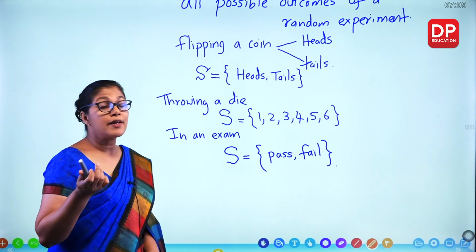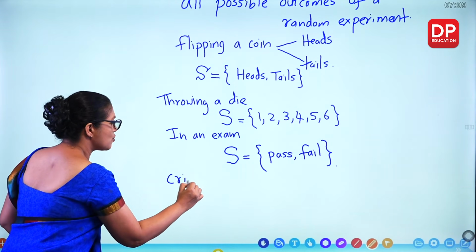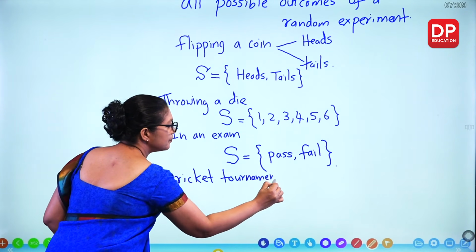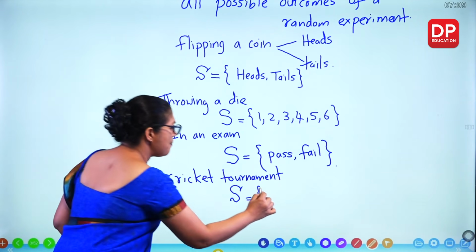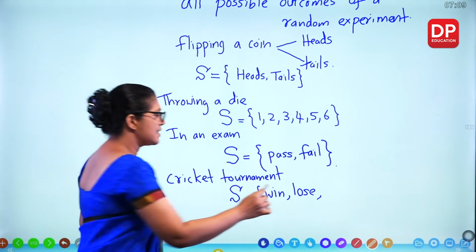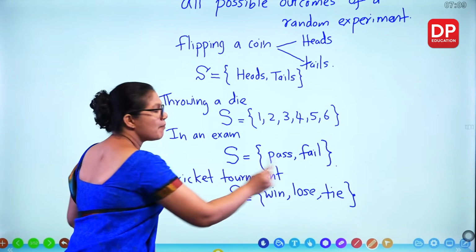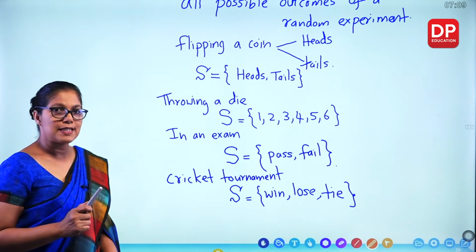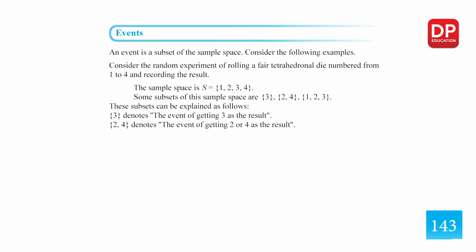In a cricket tournament, what are the possible outcomes? You can win the game or lose the game or maybe tie. So you get 3 possible outcomes there. So you need to know how to write down the sample space properly: all possible outcomes.